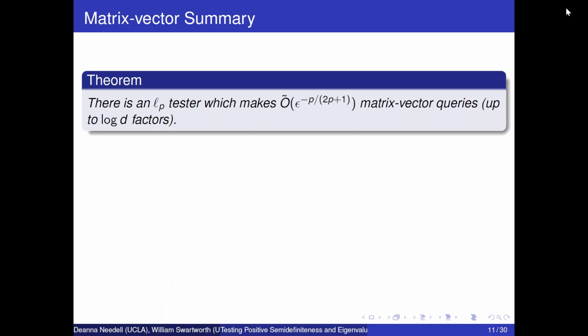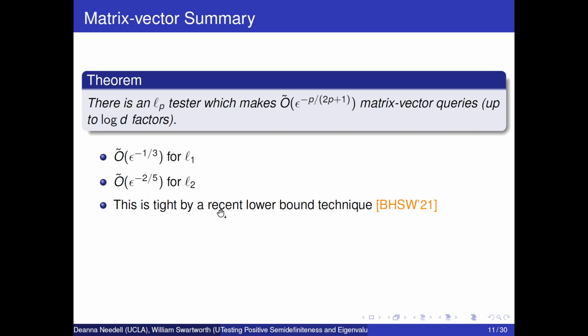And just to conclude, what it says is there's an Lp tester which makes order 1 over epsilon to the p over 2p plus 1 matrix vector queries. We studied p equals 1, we got 1 over epsilon to the 1/3, but this generalizes to any p. For p equals 2, you get 1 over epsilon to the 2/5. And you might be looking at these bounds and saying, there's no way this is the right thing to do. Is this the best possible? It turns out that these weird-looking upper bounds are actually optimal, by a recent lower bound technique of Braverman et al.